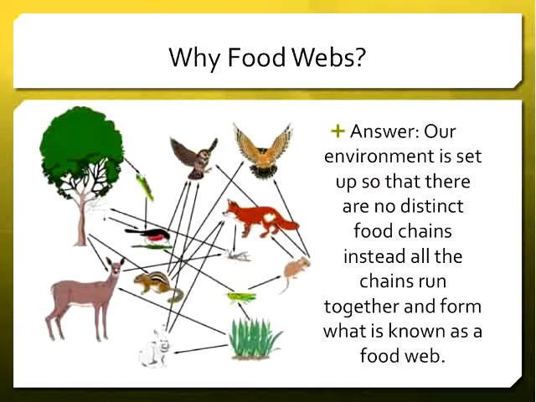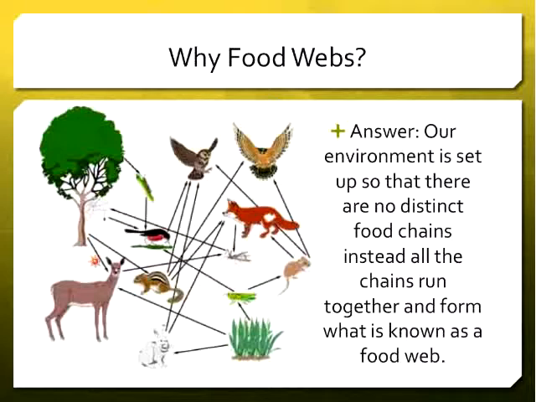So first we talk a little bit about food webs and why food webs are more likely to be used than food chains. And the answer is our environment is set up so that there are no distinct food chains, but instead all the chains run together and form what is known as a food web. There's not distinct chains where it goes a fox and then a squirrel and then a grasshopper and then grass, and then we have another food chain with a hawk and then a mouse and a grasshopper and grass. That's not how it works. All the food chains just work within one another and become combined.